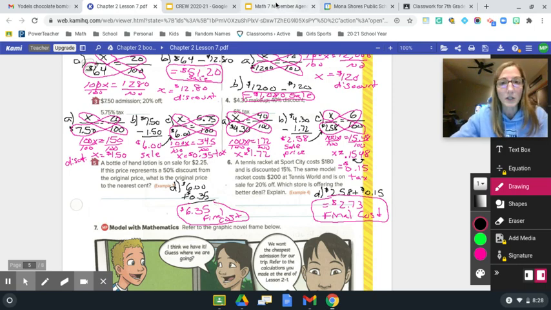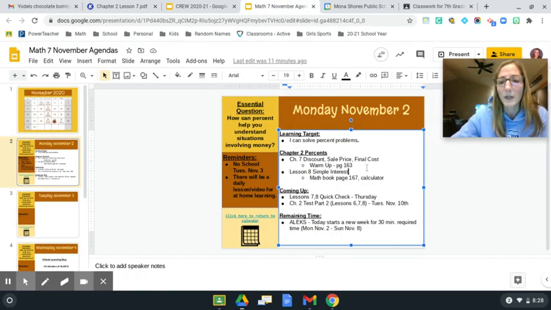We're going to come to the agenda and take a look. For the rest of today, we're going to do one more lesson, break it up a little bit. Lesson 8, simple interest. We're going to do that today and on Tuesday. In a few minutes, we're going to go to page 167, and we're going to start talking about what simple interest means. Coming up underneath that, we have a lesson 7 and 8 quick check that you're going to do on Thursday. That'll be an assignment grade. That'll cover discount, sale price, final cost, and then lesson 8, simple interest. So expect that on Thursday as an assignment.